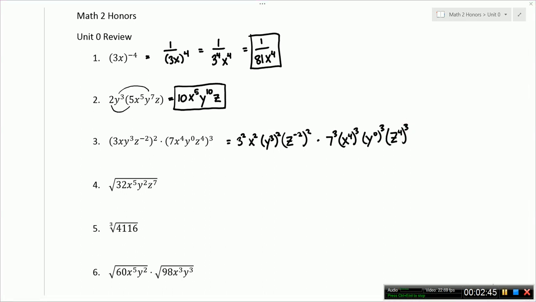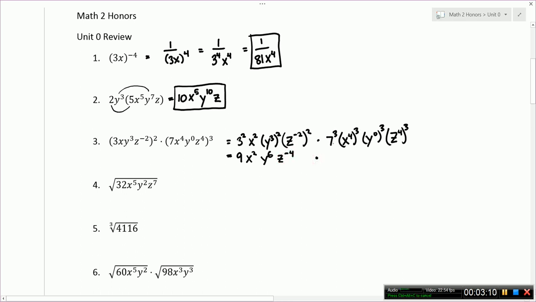Three squared is 9. X squared, y to the 3rd to the power of 2. When you have a power, you multiply those exponents, and so you end up with y to the power of 6. Same idea with the z. Negative 2 times 2 is z to the negative 4.